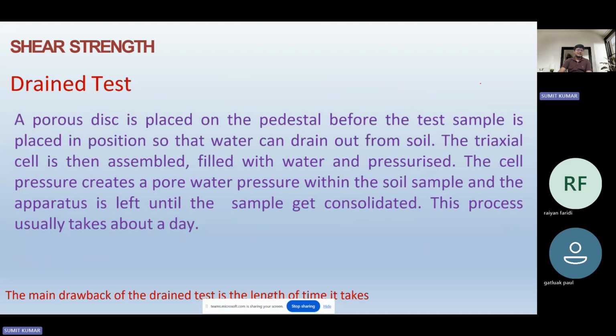Now, when we talk about the drained test, basically there are two stages, drained and undrained. So we must be aware of the drain and its process. For the drained test, a porous disc is placed on the pedestal before the test sample is placed in position so that the water can drain out from the soil, and the triaxial cell is then assembled, filled with water and pressurized. The cell pressure creates a pore water pressure within the soil sample, and the apparatus is left until the sample gets consolidated. This process usually takes about a day.